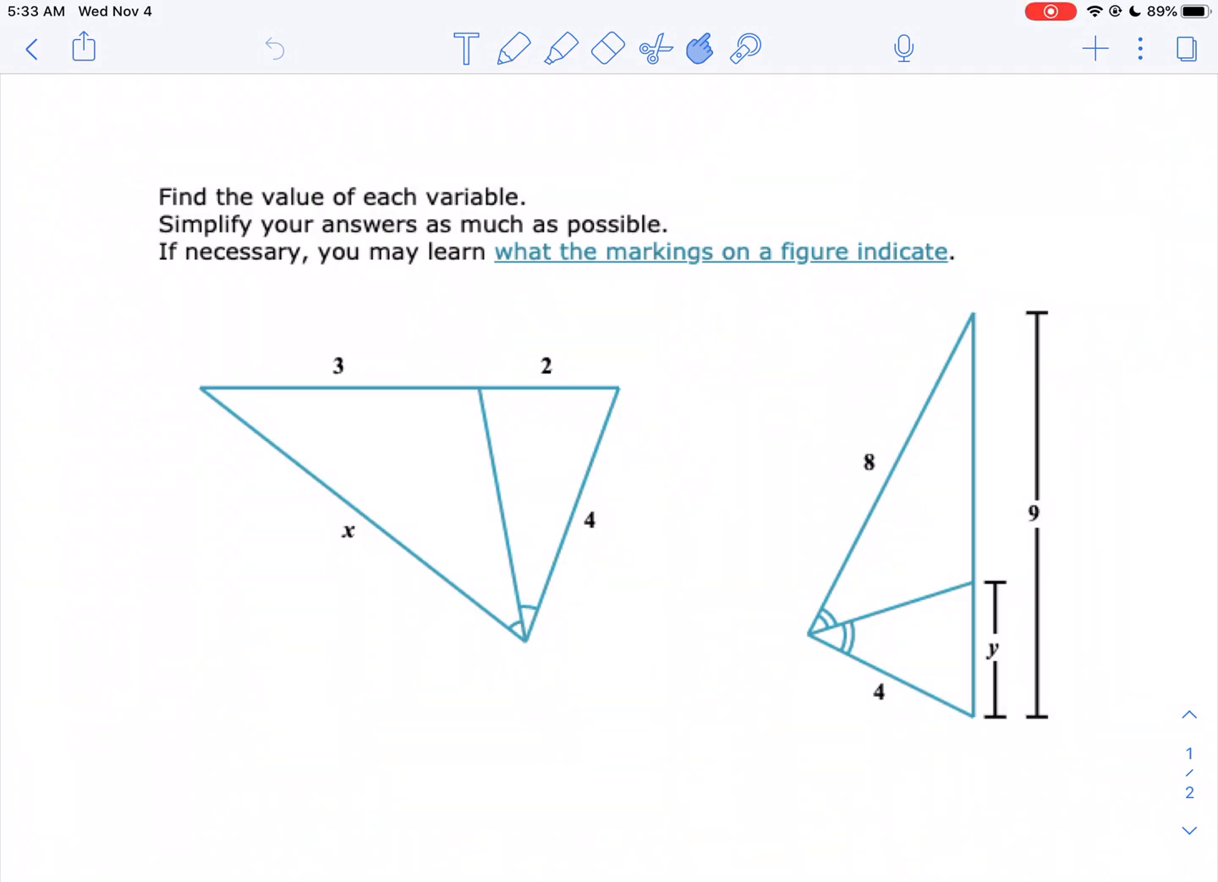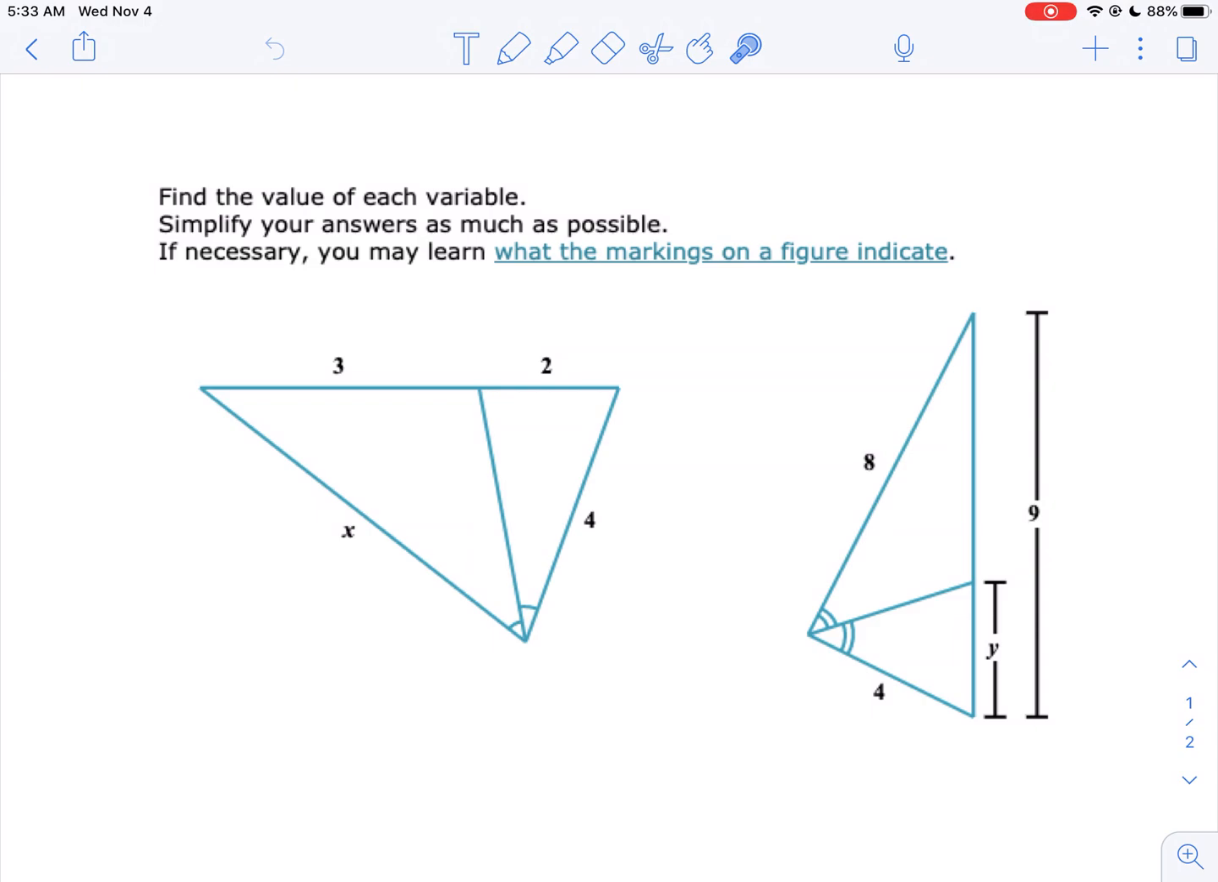Hello, we're going to take a look at your MT7 LT6 affirmation. I'm going to review one of the problems with you. They're all very similar. We are applying the triangle angle bisector theorem.